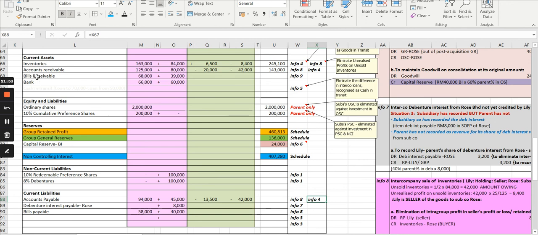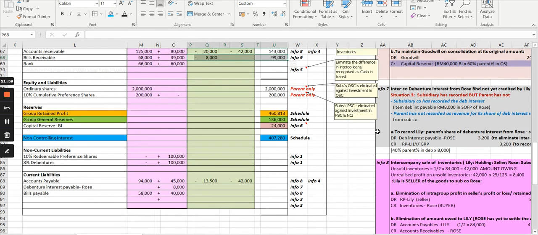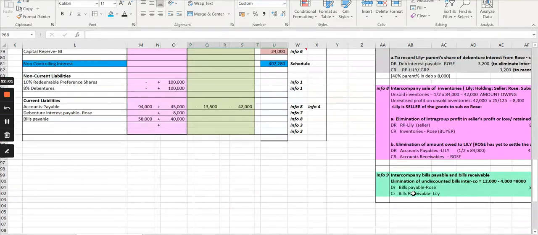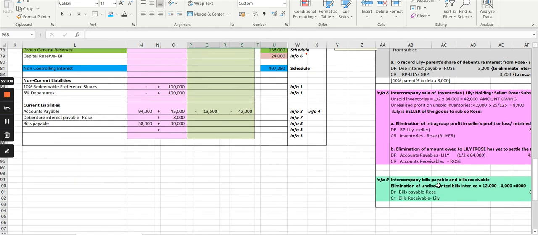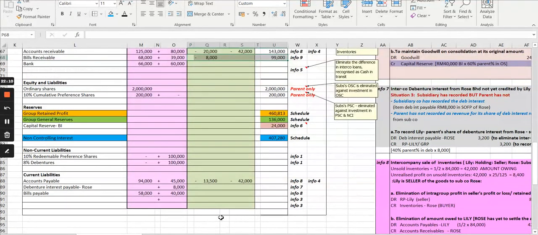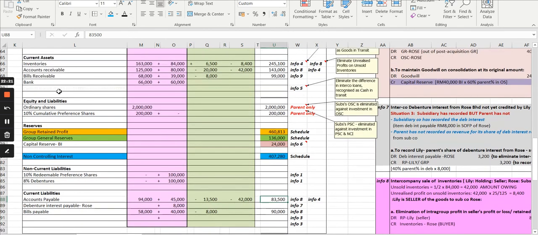Which is the bill receivable, adjust for the undiscounted bill. The undiscounted bill is the item in information 9. You credit bill receivable, you debit bills payable that were undiscounted, which is 8,000. So that should have been done in the bills payable here. Bills payable.